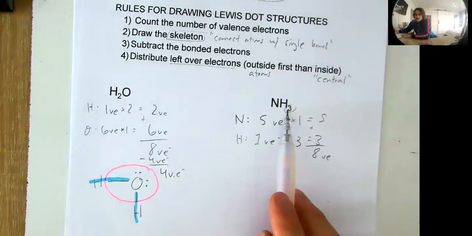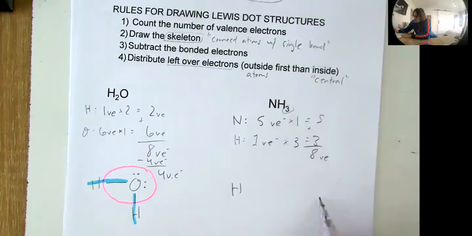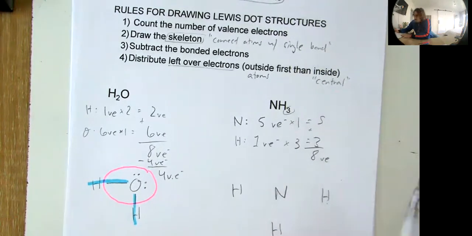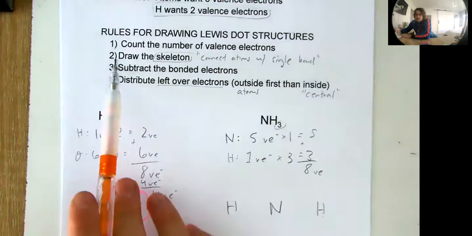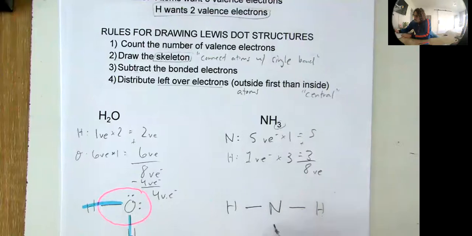We know the hydrogens go on the outside. That was a rule from a previous video. So let's put the hydrogens on the outside. There's 3 of them. Let's put that nitrogen in the middle. Okay. Step number 2 is draw the skeleton. That just means connect the atoms with a single bond. So boom, connect all of them.